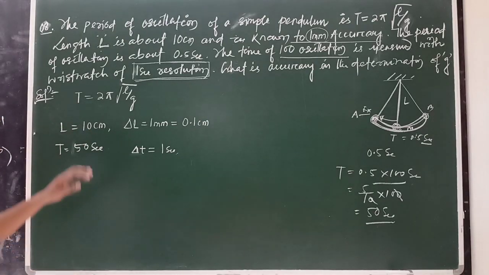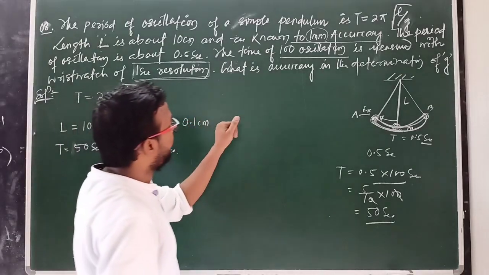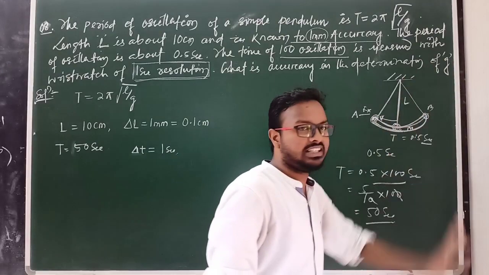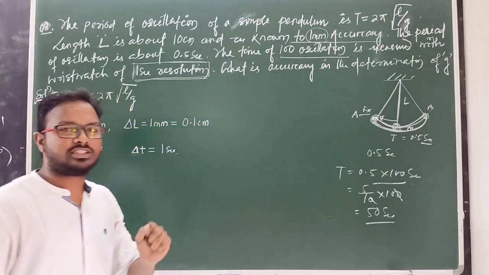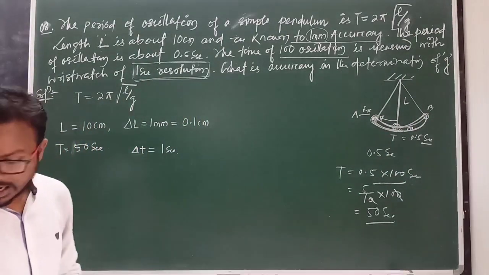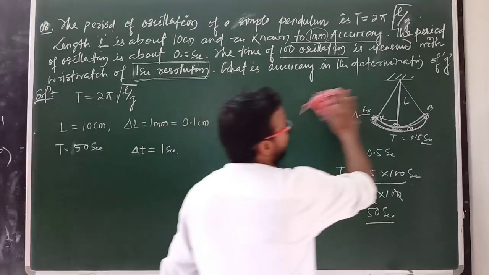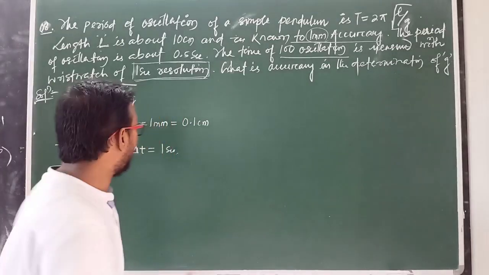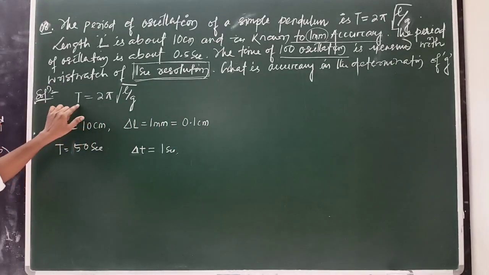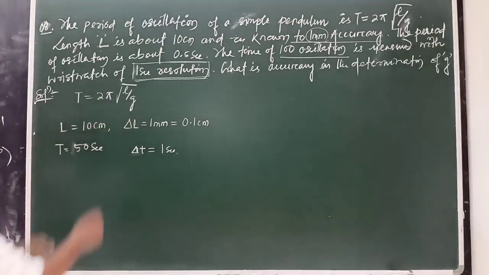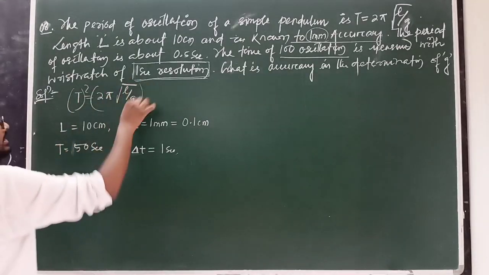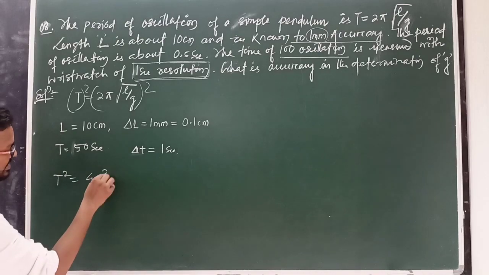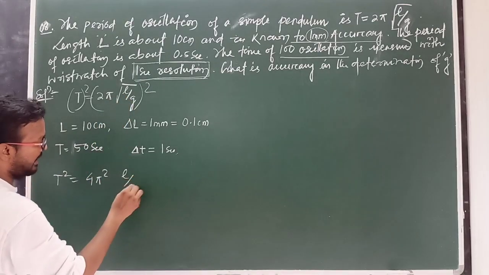Okay. But we have to find here what the accuracy is in the determination of G. G is the acceleration due to gravity. So how can we find the percentage error in the calculation of acceleration due to gravity? Because given that T equal to 2 pi root L by G, now squaring both sides, we get T square equal to 4 pi square into L by G.